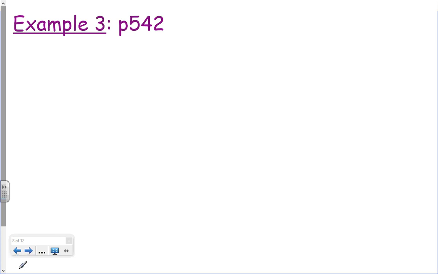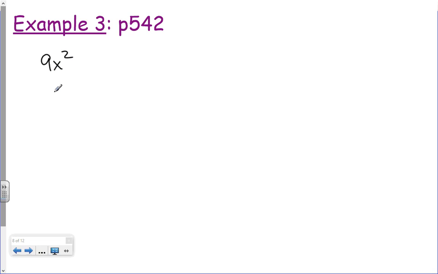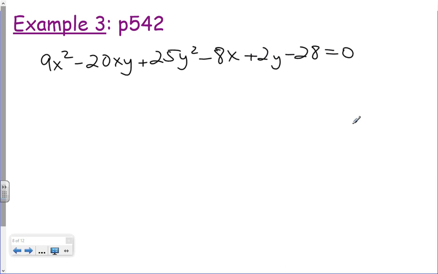Let's take a look at the next example. Look at example 3 there on 542. It says plot the graph of the equation 9x squared minus 20xy plus 25y squared minus 8x plus 2y minus 28 equals 0. Well, that's the exact same equation, but they've changed the coefficient of the xy term there. They've changed the value of b. So we've got 9x squared minus 20xy plus 25y squared minus 8x plus the 2y minus the 28 equals 0.